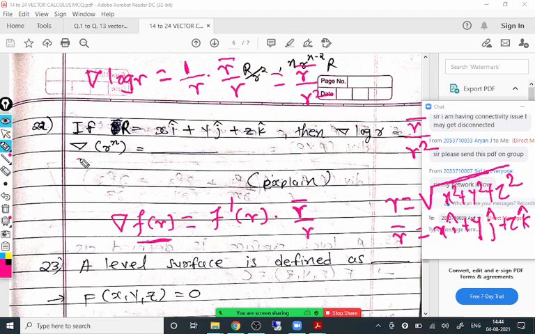And what is del of r raised to n? N r raised to n minus 1, that is f dash r into r bar upon r. Now if you combine these r, this is n r raised to n minus 2 into r bar. So that will be the answer, and this will be the answer. Any doubt? Is there a doubt? No doubt?